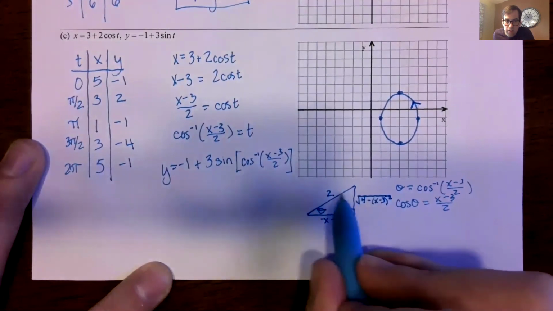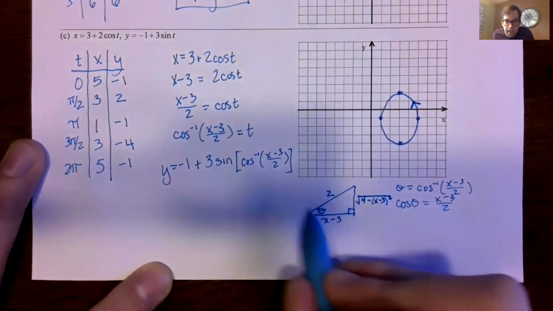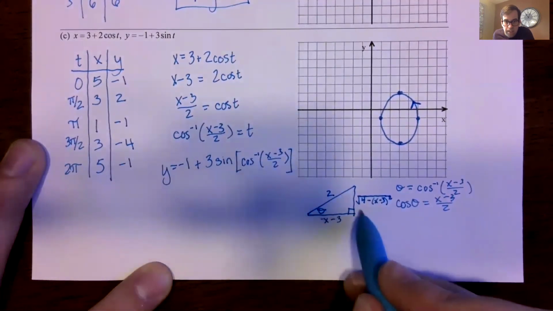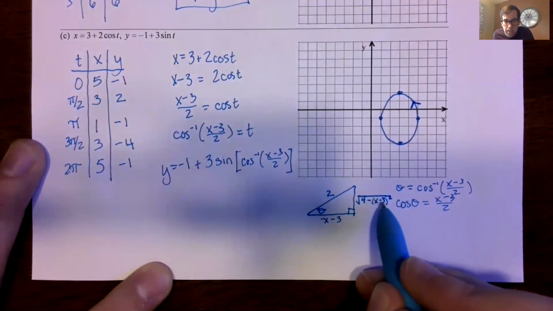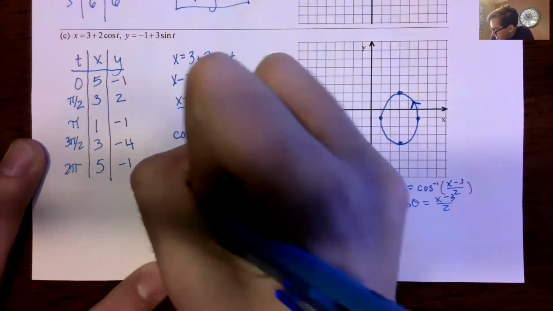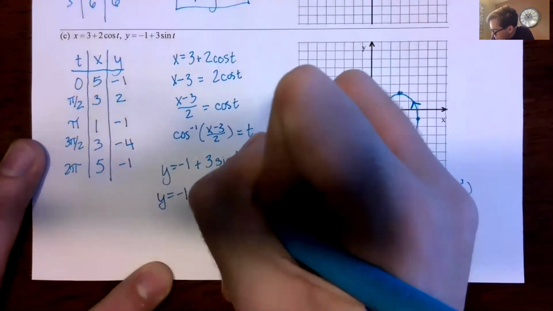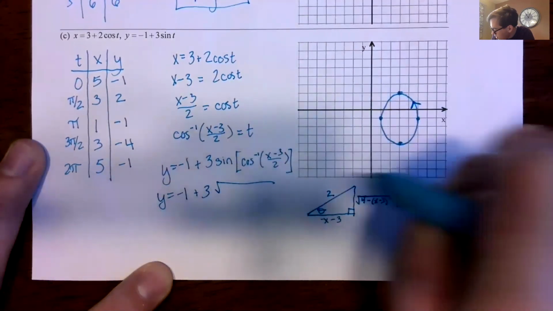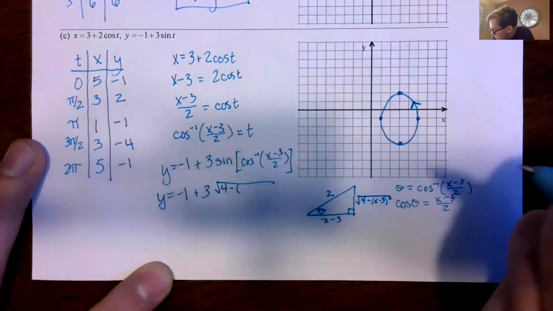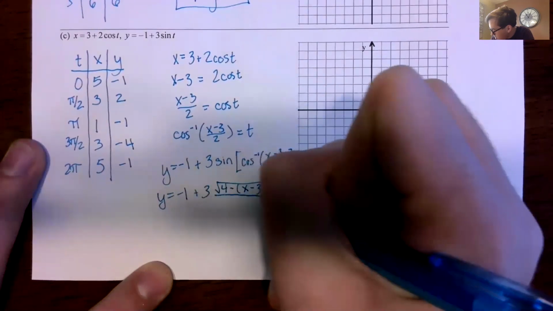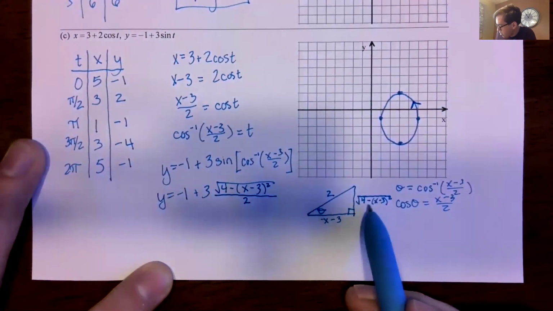So opposite over hypotenuse is going to be the sine. So the sine of this angle can be expressed as the square root of 4 minus parentheses x minus 3 squared all over 2. So I'm going to rewrite this: 3 times the square root of 4 minus x minus 3 squared all over 2, because that's the opposite over hypotenuse.